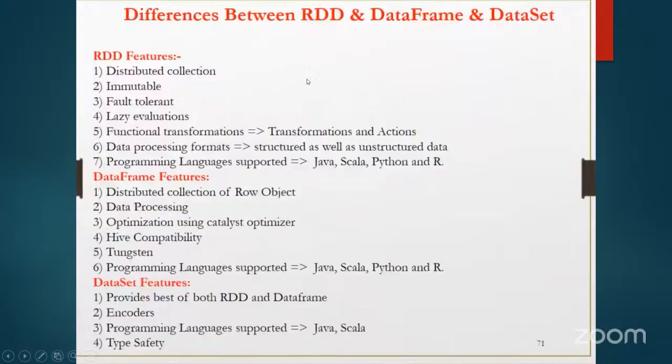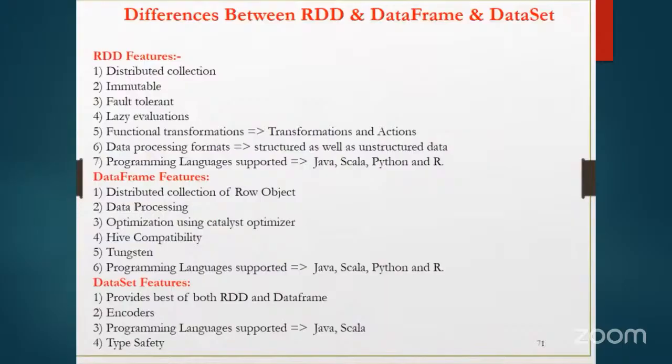So what are the RDD features? A distributed collection, which is immutable. Immutable is nothing but once you define an RDD, you are not going to change that RDD. Once you define the RDD, it is not going to change at any cost. That is what you need to understand. RDD is immutable and fault tolerant.